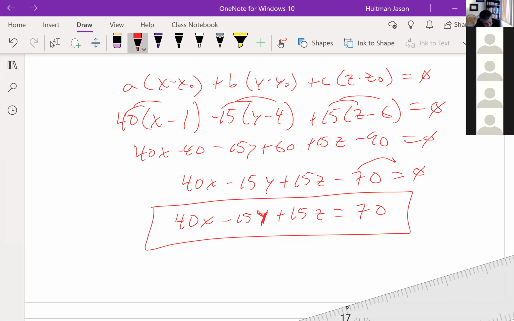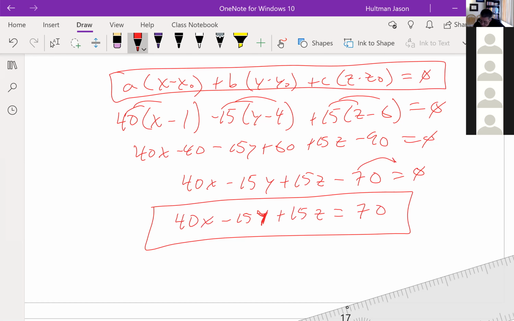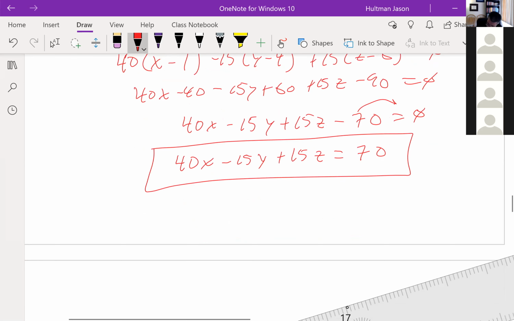Professor, can we simplify the equation also? Which one? This one? The equation of the plane? No, the result, the last equation. How do you want to simplify it? Divide them all by 5? Yes, sure, you could do that. Yeah, it's the same plane. Okay, that's fine.